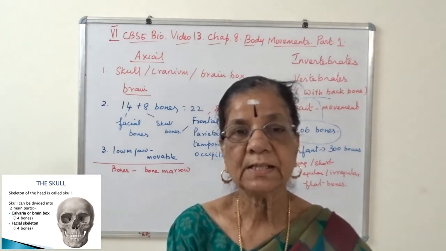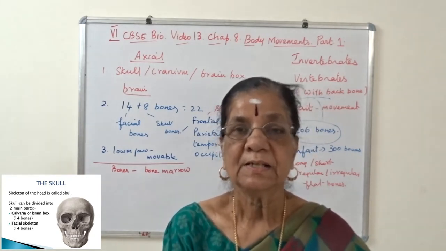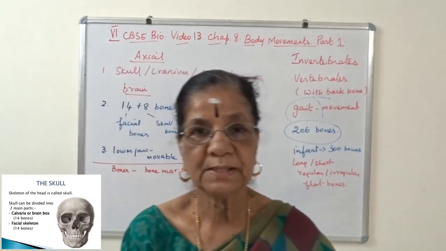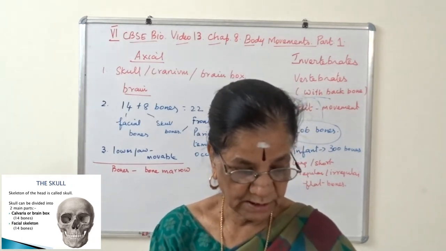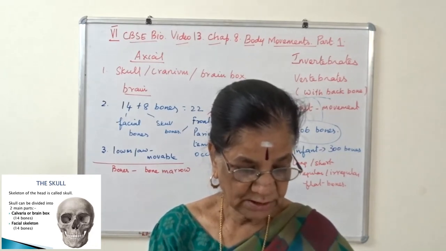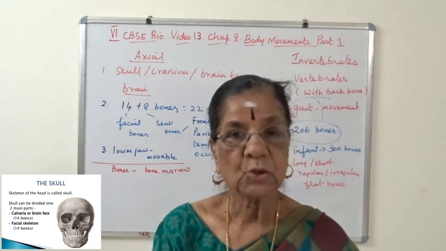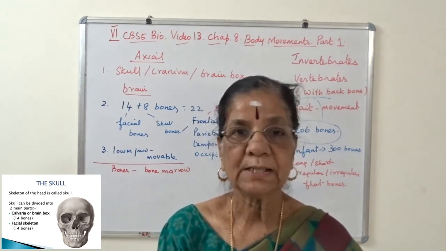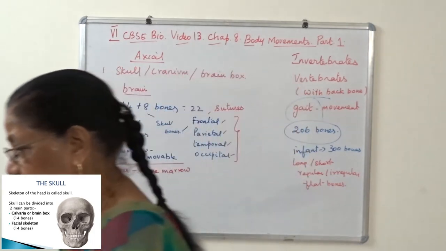So bone can repair by itself. If anything is broken, it can repair by itself. And a baby is born with around 300 bones, but as the baby grows into an adult, some bones fuse together, so an adult will have 206 bones. I hope you follow.